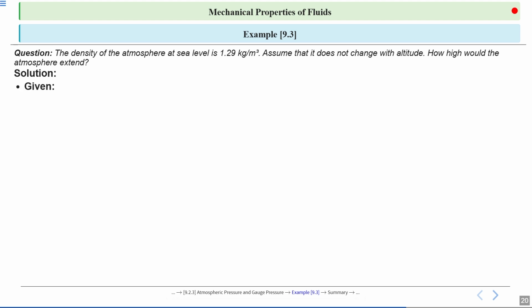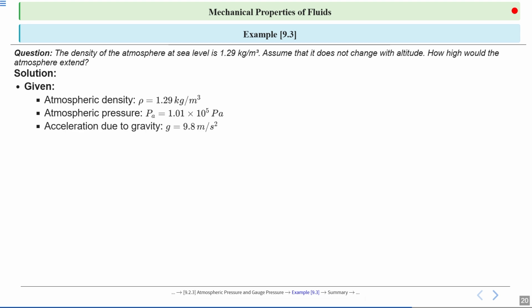So let's look at the information we have. Begin by listing the given data. First, we have the atmospheric density, which is given as 1.29 kg per meter cube. Atmospheric pressure is 1.01 into 10 raised to the power 5 Pascal. Acceleration due to gravity is 9.8 meter per second square.